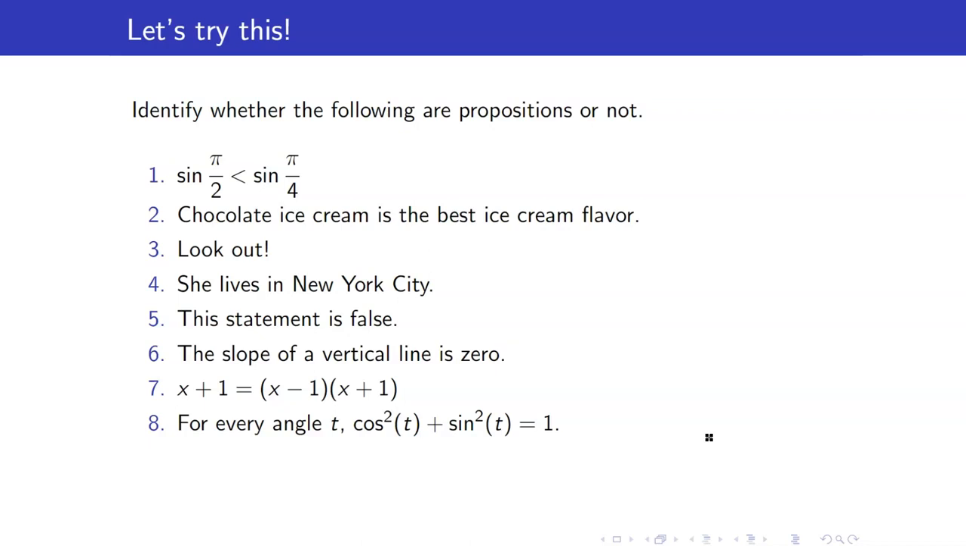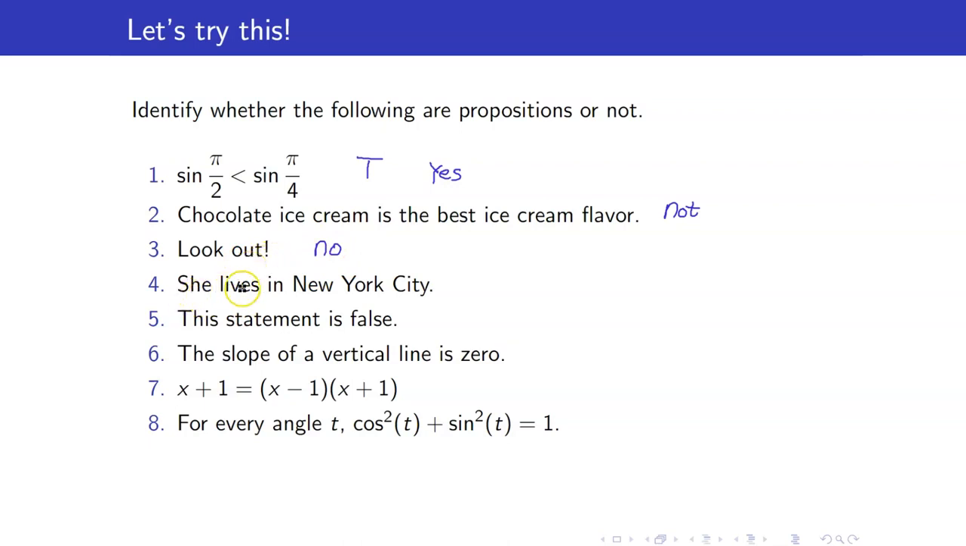Sine pi over 2 is less than sine pi over 4. This is a proposition. In particular, this is true. Next, chocolate ice cream is the best ice cream flavor. This is not a proposition because this is just an opinion. It can be true for some but false for other people. Next, number 3, look out. Of course, this is not a proposition because this is an exclamatory sentence.